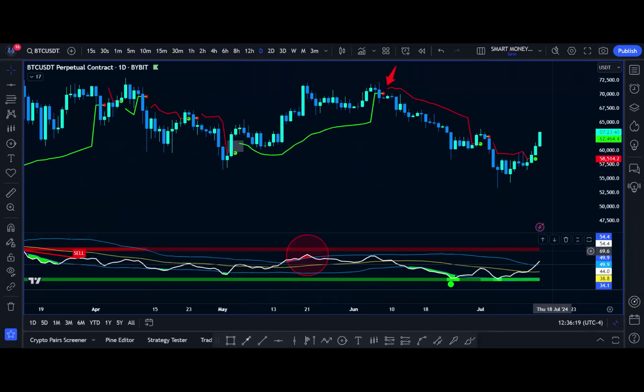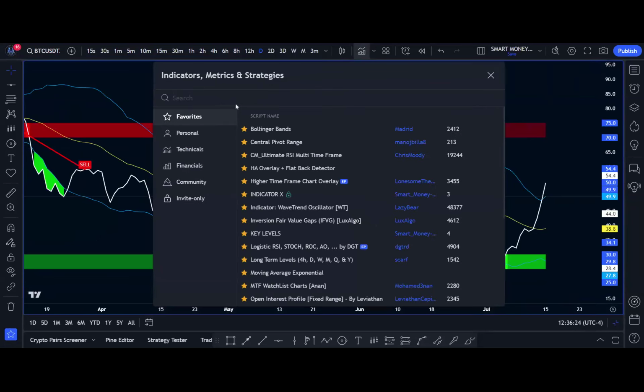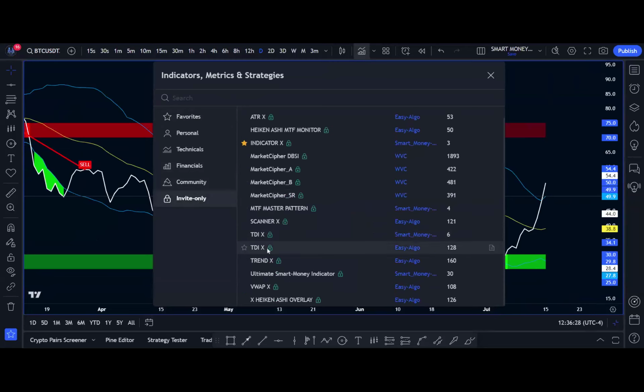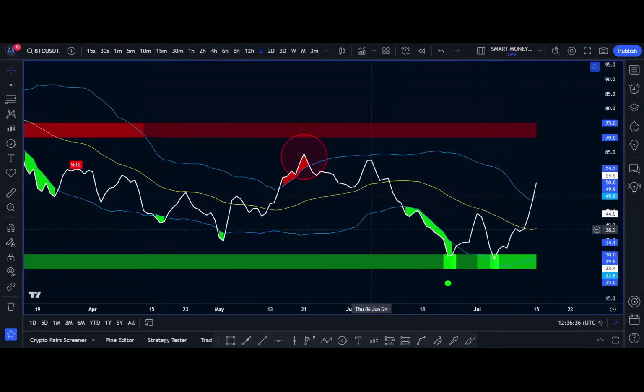All you do is you go over here to indicators at the top here. You go to invite only, and then you select the TDIX. It's this one over here. I joined about a week ago and I've already got all the invitations. Yeah, so it should all be there. If you open the indicator, it should be there. There's no setting that you have to put on.